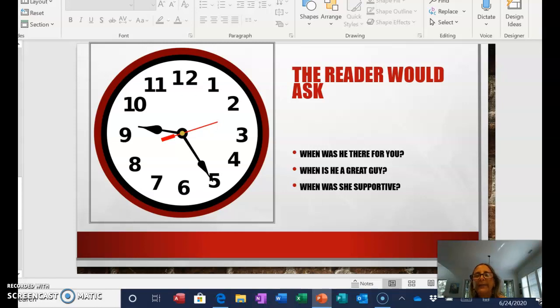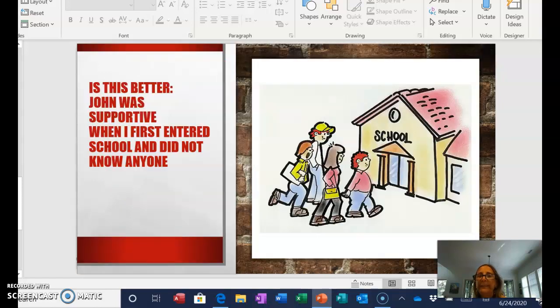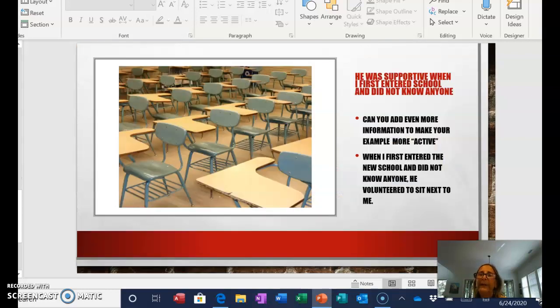The reader would ask these questions in that particular example. When was he there for you? When does he show he's a great guy? When is she being supportive? Is this better? John was supportive when I first entered school and did not know anyone. We might be getting there, right? Could it be improved upon?